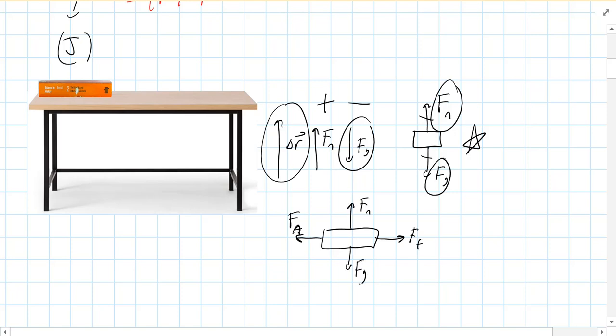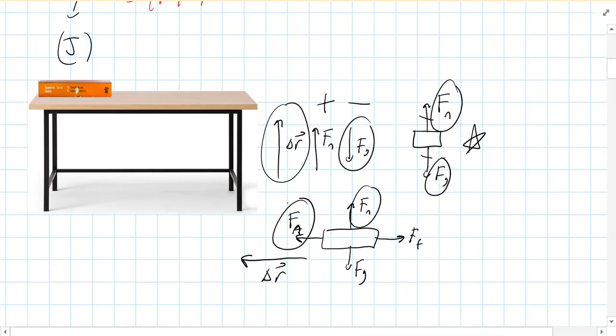Let's start with the normal force. Does it do any work? Well, the answer is no, because delta R was this way, right? So the normal force is perpendicular to delta R, so the normal force doesn't do any work. All the normal force does is hold the book in place. Same goes for gravity. It does zero work. So those are gone.